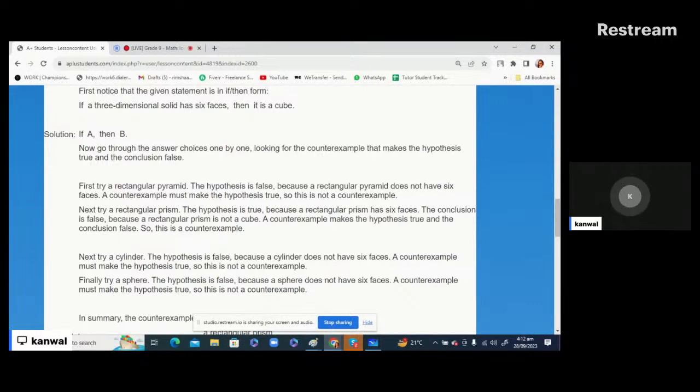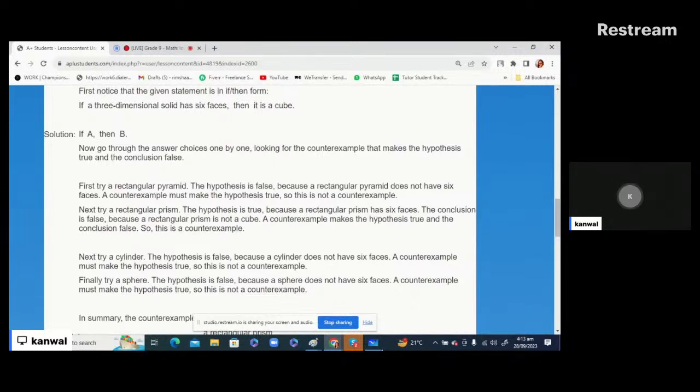Because the hypothesis is wrong, it means the conclusion is also wrong. So here the hypothesis is true, it means the rectangular prism has six faces. So what's the conclusion? That is false, because the rectangular prism is not a cube. If it's a prism, then it has six faces. So your conclusion is wrong because the rectangular prism is not a cube. Okay, so here is the counterexample that makes your hypothesis true and conclusion false.